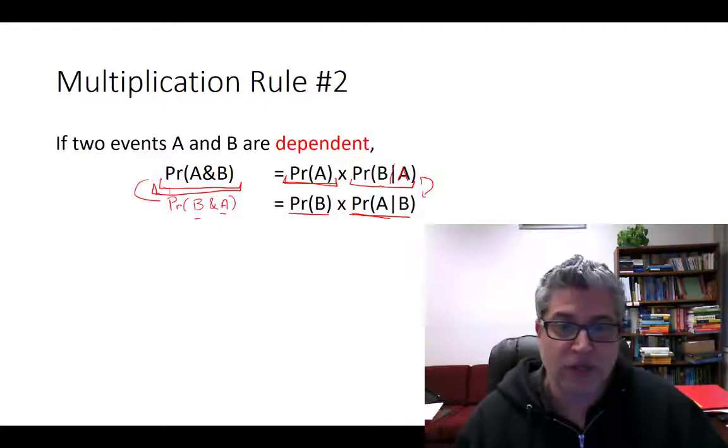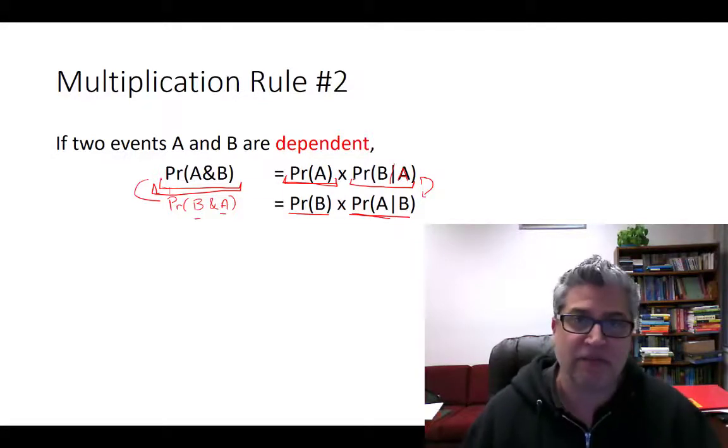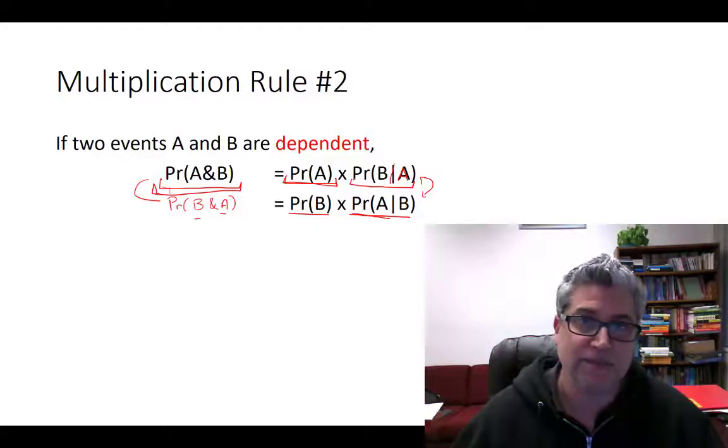It's going to turn out that we can use this to derive yet another rule in statistics called Bayes' rule. But I'm getting ahead of myself. Let's keep working on the multiplication rule and joint probabilities.